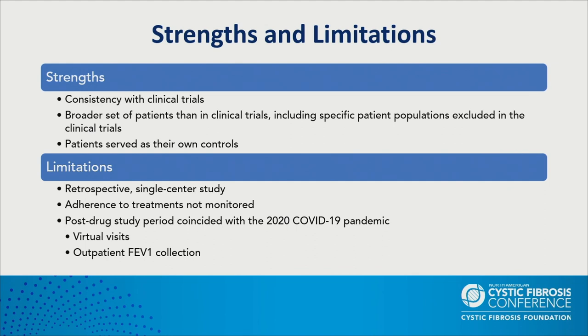Some limitations, which are very similar to some of the limitations mentioned by previous speakers. This is a retrospective single center study, so it isn't necessarily reflective of CF patients across the country and the world. Adherence to treatments was not monitored in this study. And then, as just about everyone has said, the post-ETI study period coincided very closely with the 2020 COVID-19 pandemic, which impacted a lot of our ability to measure some endpoints. Particularly, I think FEV1 collection was impacted the most by this.